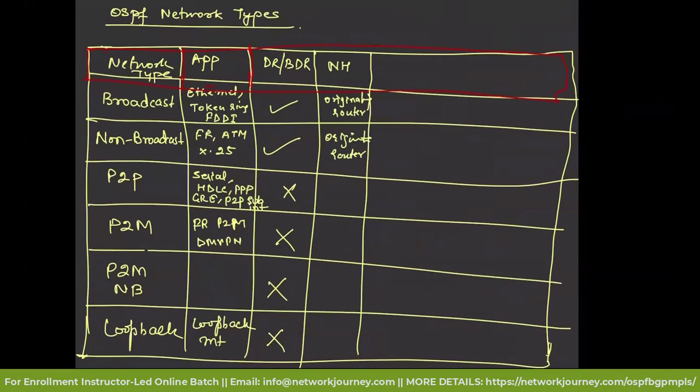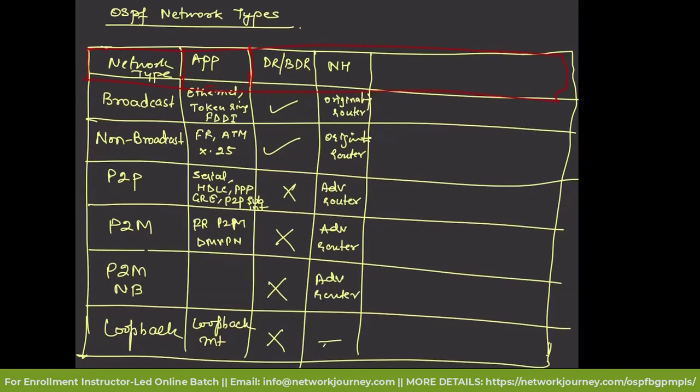Point to point, you will have advertising router. And by the way, they are actually point to point as well, in topology wise as well. And in this, again, advertising router. And here also advertising router. Okay, so this is there, no option here.